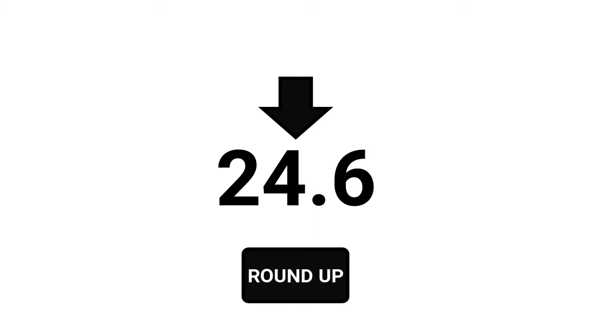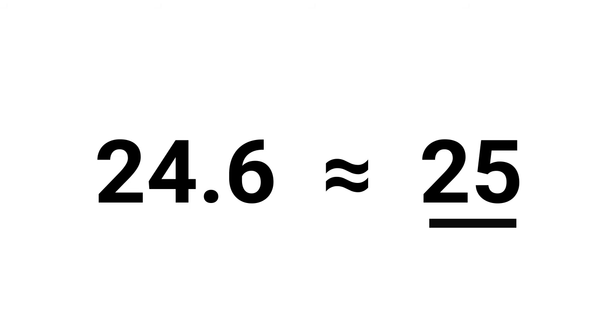Let us look at real examples. Supposing you're asked to approximate 24.6 to 2 significant figures, what do you do here? Do you round up or do you round down? The number we are rounding to is actually 4. So since the number after 4 is greater than 5, we have to round up. And then we get our approximated value as 25.